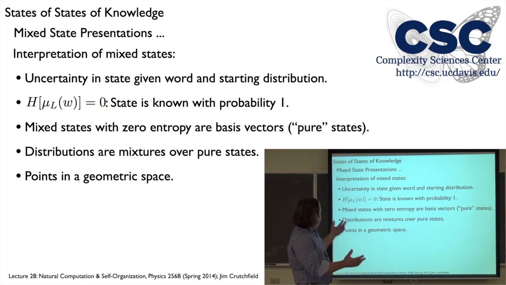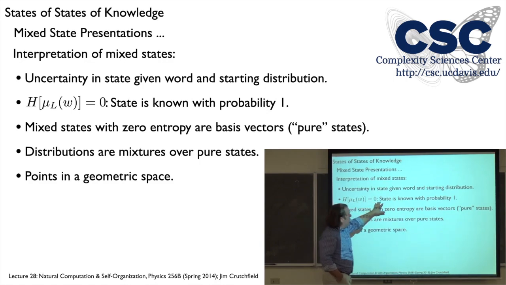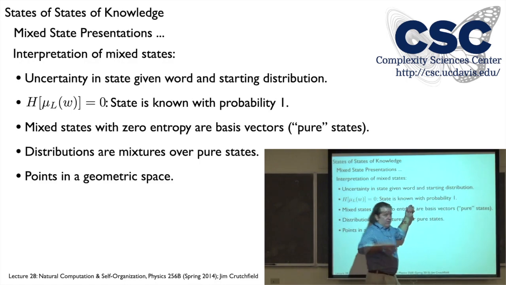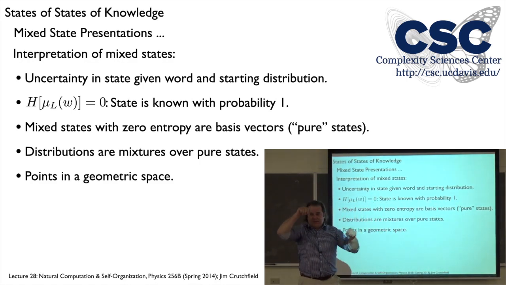Again, the interpretation is the uncertainty in the state given a word, and now we're being very careful to specify the starting distribution, which we didn't make so explicit in previous weeks. We can track our uncertainty quantitatively by looking at the state entropy, having seen a word. When this vanishes, we know the state with probability 1, and that means we're on one of the vertices of the mixed state simplex.